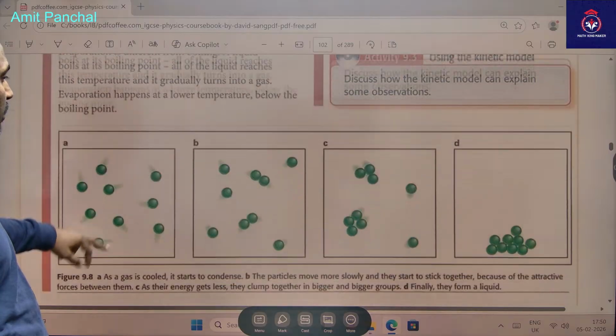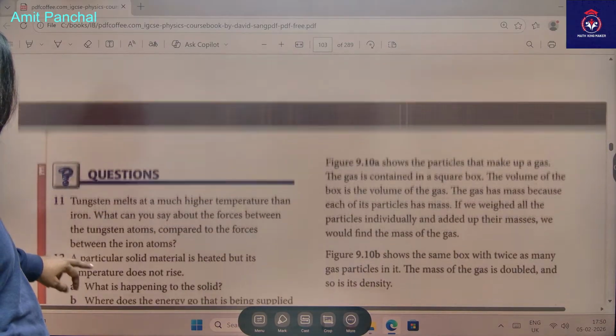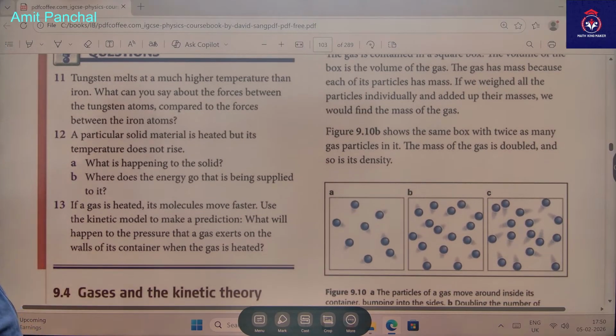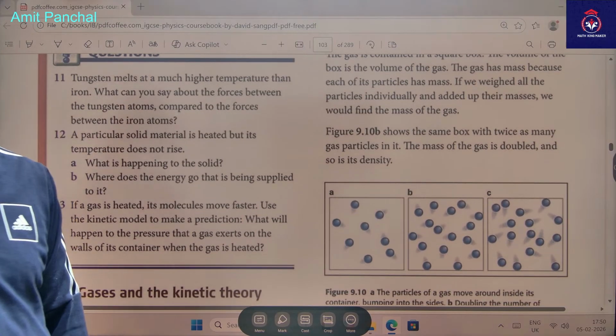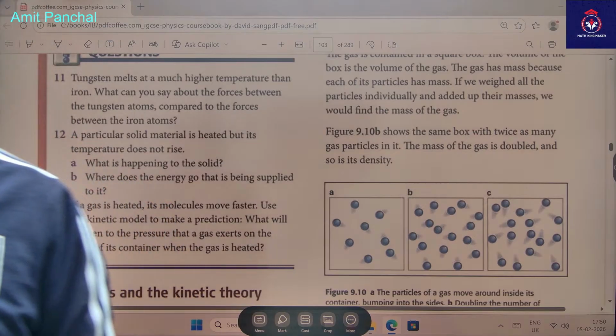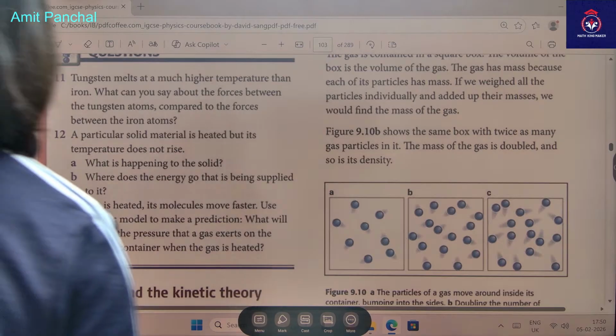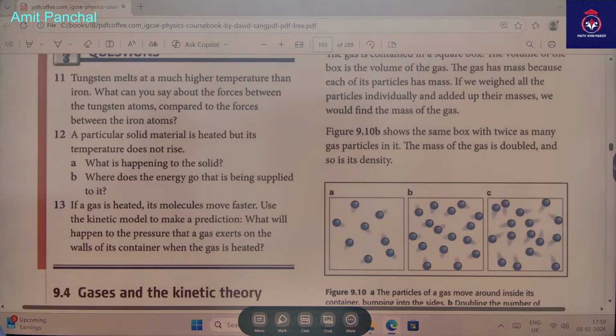Now more about evaporation, we talked about it. Now there are questions. Just try to answer these questions. Go through that. If you have any doubt, just ask me. Because it melts at a much higher temperature, that means the force is stronger between the atoms. Yes, I understand this. Okay, 12th one.